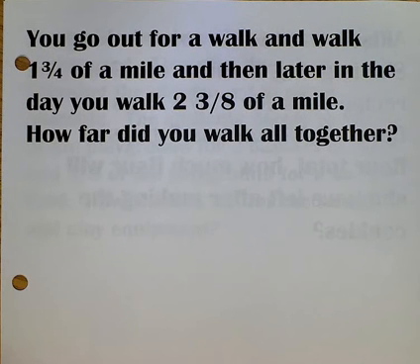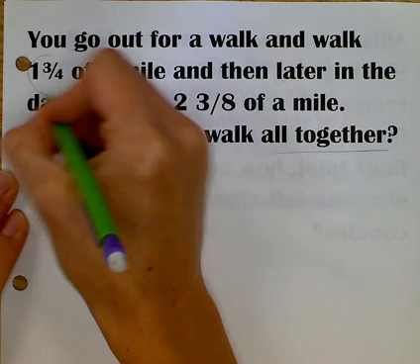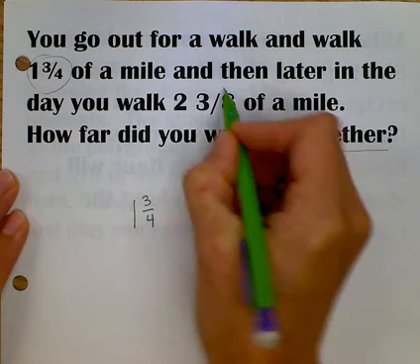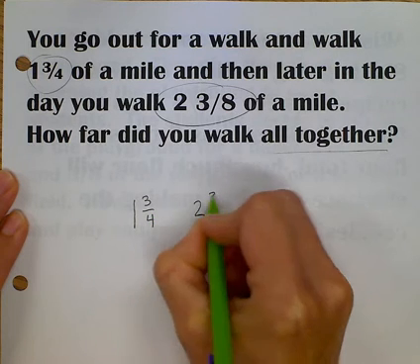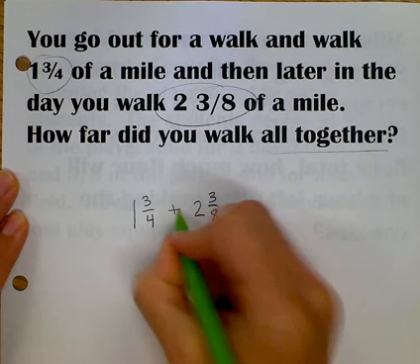Alright, let's take a look at this one. You go out for a walk and walk 1 3/4 of a mile, and then later in the day you walk 2 3/8 of a mile. How far did you walk all together? Well, earlier in the day you walked 1 3/4 mile. Later in the day you walked 2 3/8 of a mile. So what we need to do is add these two distances together to find the total.